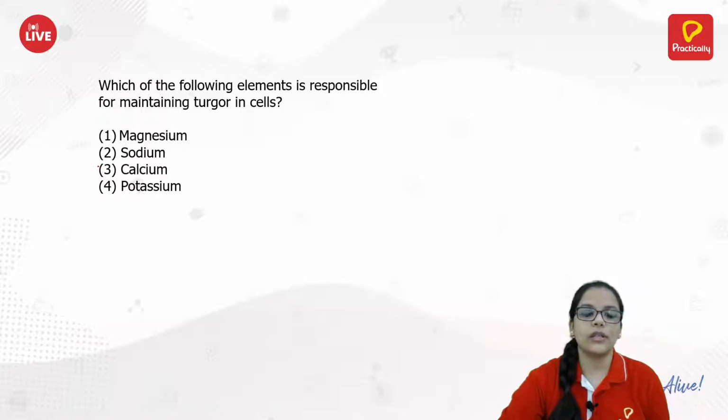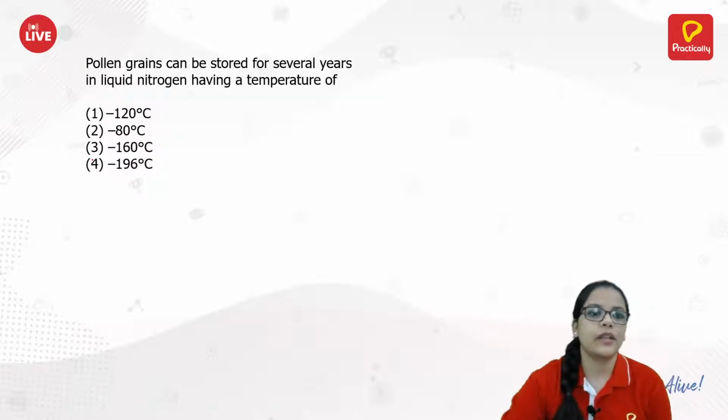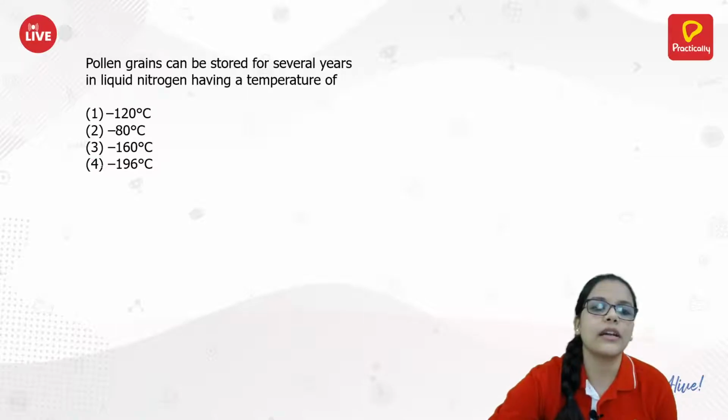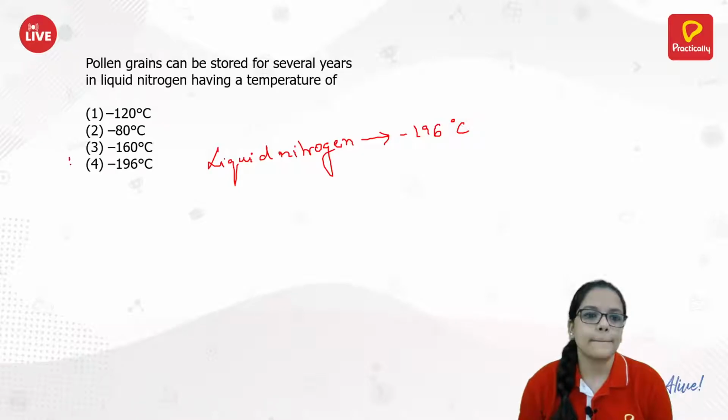Okay, which of the following elements is responsible for maintaining turgor in cells? I am not very sure about this one. Next, pollen grains can be stored for several years in liquid nitrogen. Whenever you talk about liquid nitrogen, the temperature is minus 196 degrees Celsius.